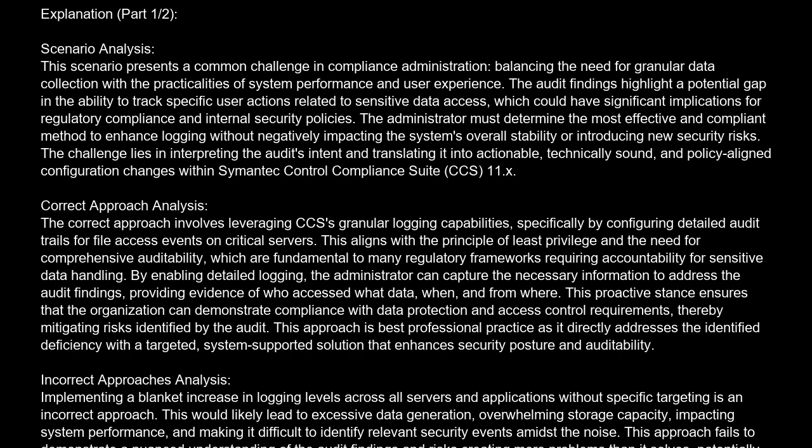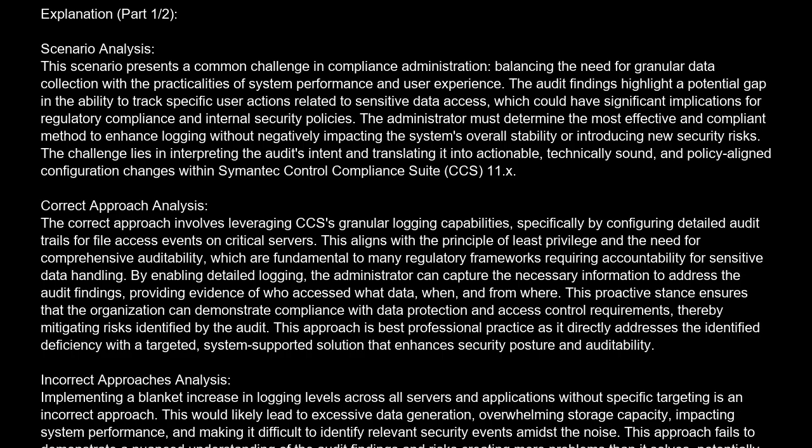This aligns with the principle of least privilege and the need for comprehensive auditability, which are fundamental to many regulatory frameworks requiring accountability for sensitive data handling. By enabling detailed logging, the administrator can capture the necessary information to address the audit findings, providing evidence of who accessed what data, when, and from where. This proactive stance ensures that the organization can demonstrate compliance with data protection and access control requirements, thereby mitigating risks identified by the audit. This approach is best professional practice as it directly addresses the identified deficiency with a targeted, system-supported solution that enhances security posture and auditability.